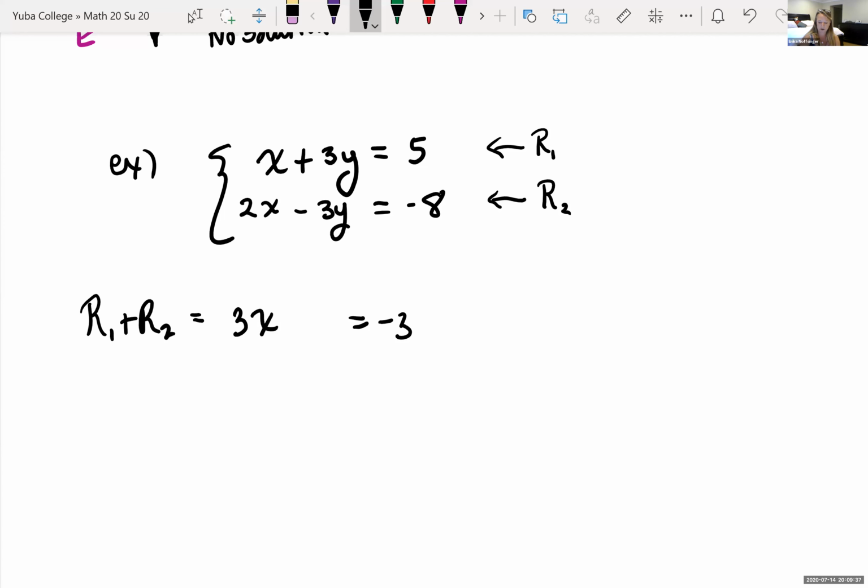So usually when I'm doing this notation, the last one I'm using in this sum or difference, I always do sum of equations. This is the row or equation I'm changing. So I'm changing row 2 with this sum.